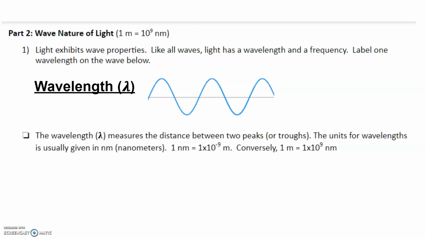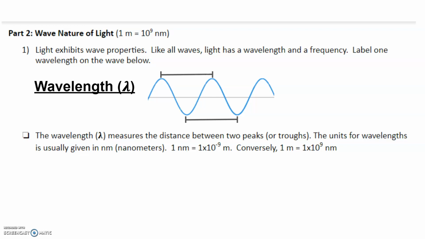So wavelength measures the distance between two peaks or troughs of a wave. So for example, we can measure the distance between these two peaks, and that would represent one wavelength. Or we can measure the distance between the two troughs at the bottom, and that would also represent one wavelength. And these two values will be the same.